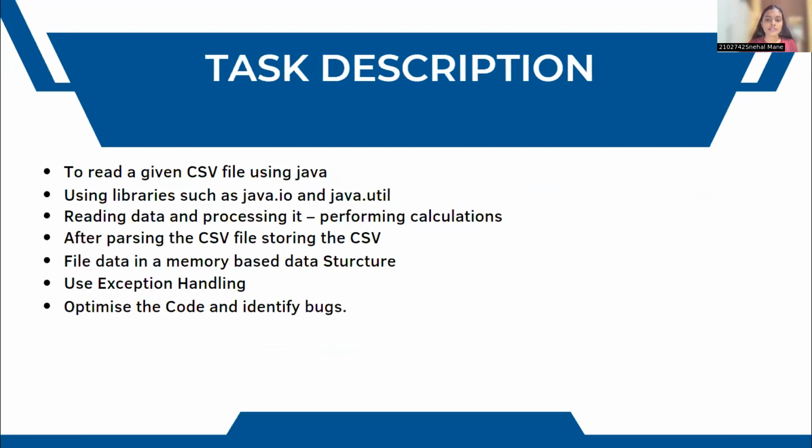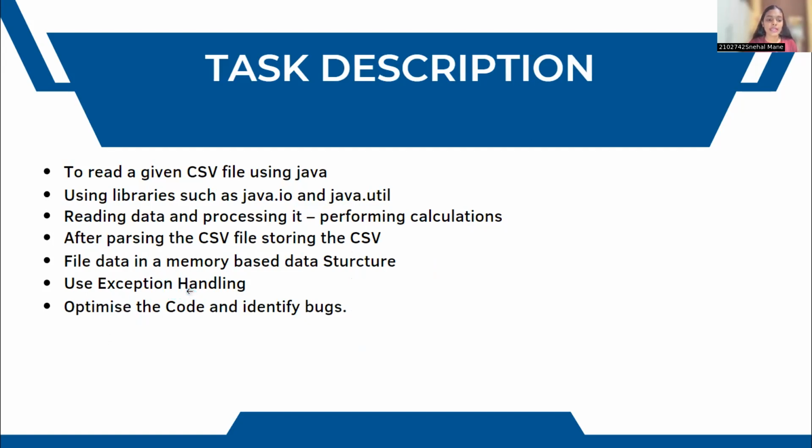So here is my task description. To read the CSV file using Java, I have to use libraries such as java.io and java.util. I have used java.io to read the data and then process it, such as performing the calculations. Next is parsing the CSV file and storing it in a memory-based data structure, that is arrays or lists. We will use exception handling.